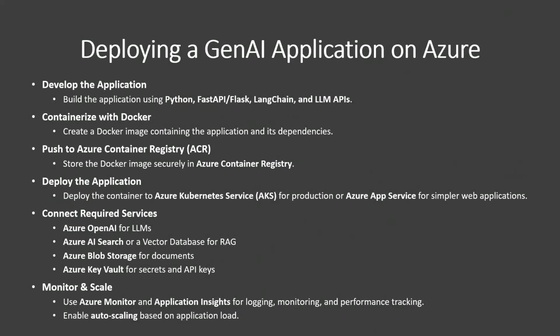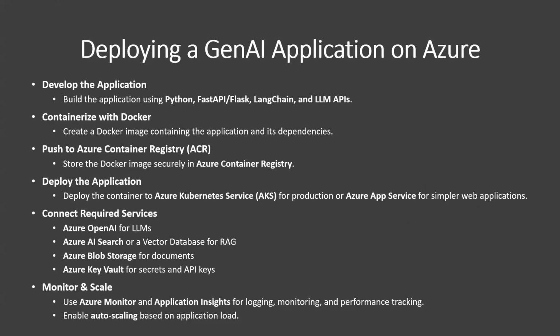Deploying a GenAI application on Azure. This is also a very, very important thing if you are going for enterprise work. So the first step is to develop the application, where we build the application using Python, FastAPI, Flask, LangChain, and LLM APIs, and then containerize with Docker. After developing the application, we containerize it with Docker, which creates an image containing the application and its dependencies.